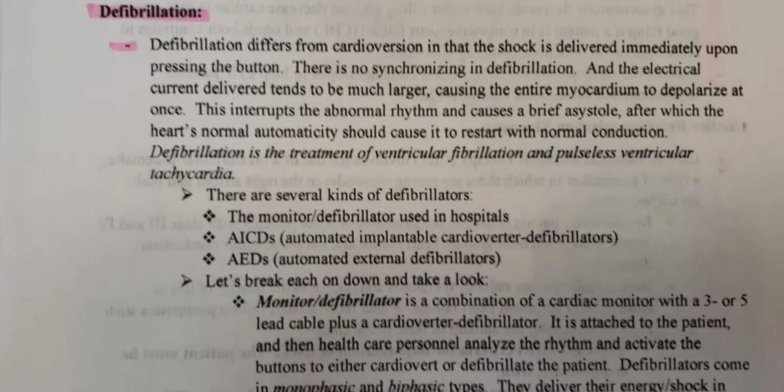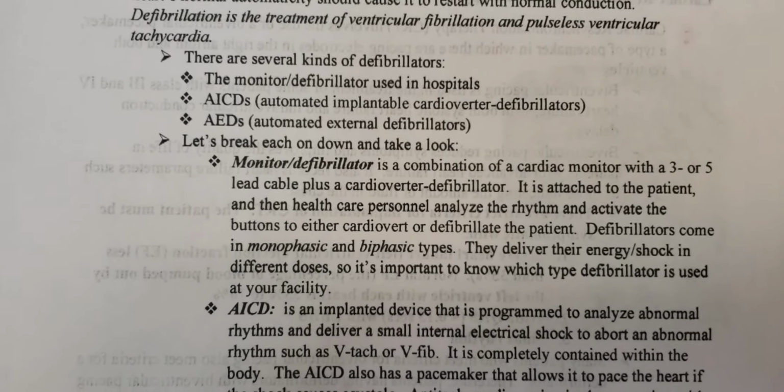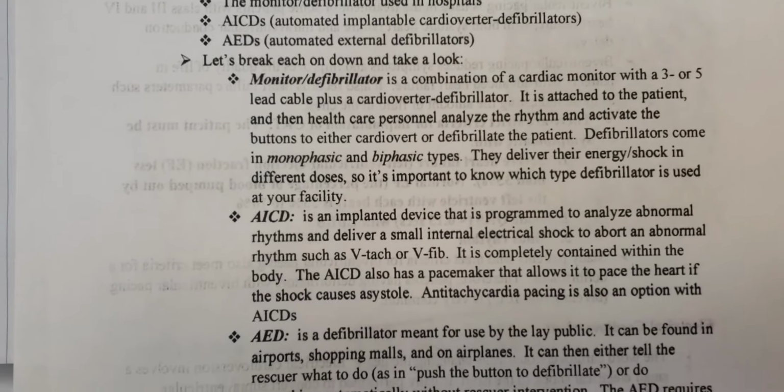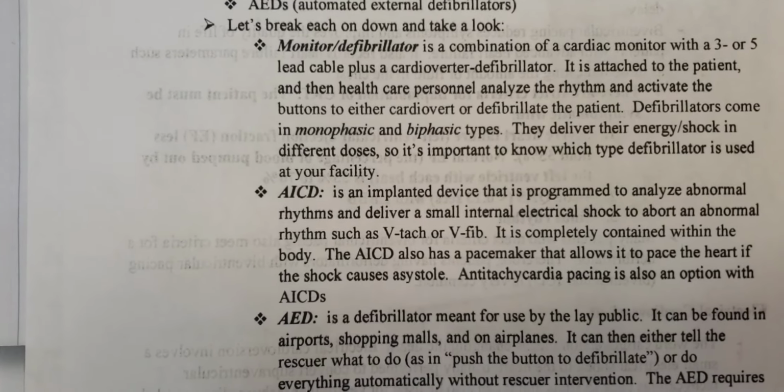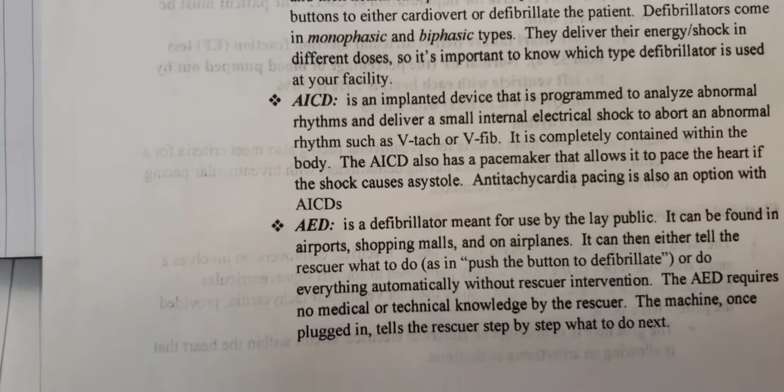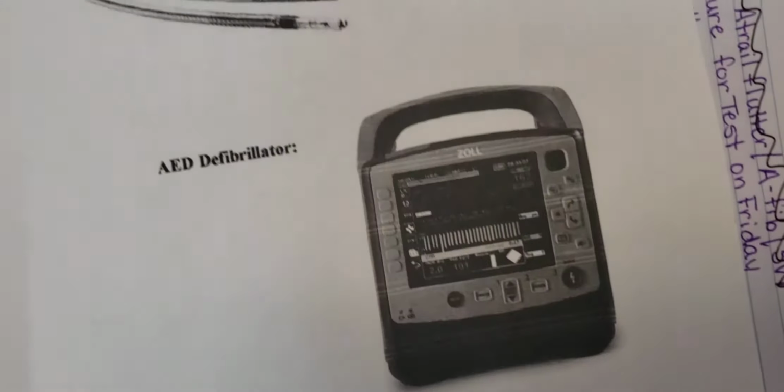Why would you use it and when would you use it? And what is it for? And what are the different defibrillators that they have? Monitor defibrillator, AICDs, and AEDs. And these are the different pictures.